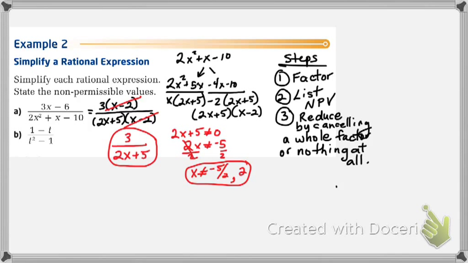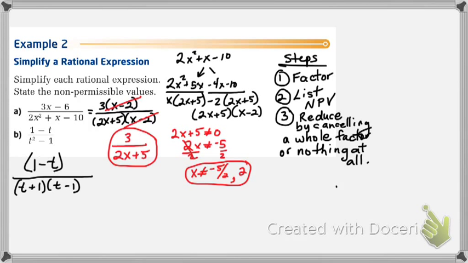Part B, 1 minus t over t squared minus 1. Well, the numerator isn't going to change, but the denominator, t squared minus 1, is a difference of squares. So we're going to write that as t plus 1 times t minus 1.